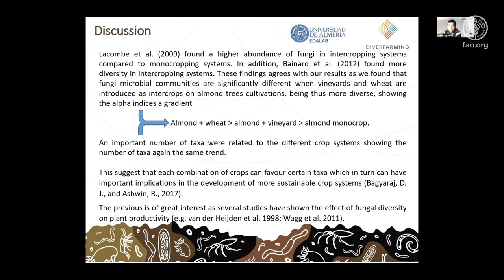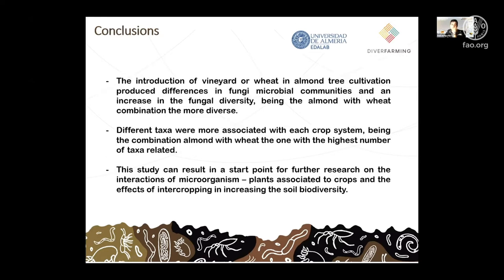This is of great interest, as several studies have shown the effect of fungal diversity on plant productivity. Our conclusions were that the introduction of vineyard or wheat in almond tree cultivation produced differences in fungal microbial communities and an increase in the fungal diversity, the almond with wheat combination being the most diverse.